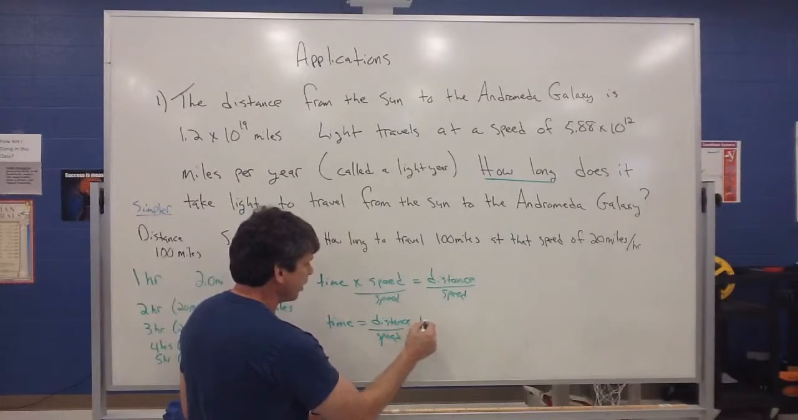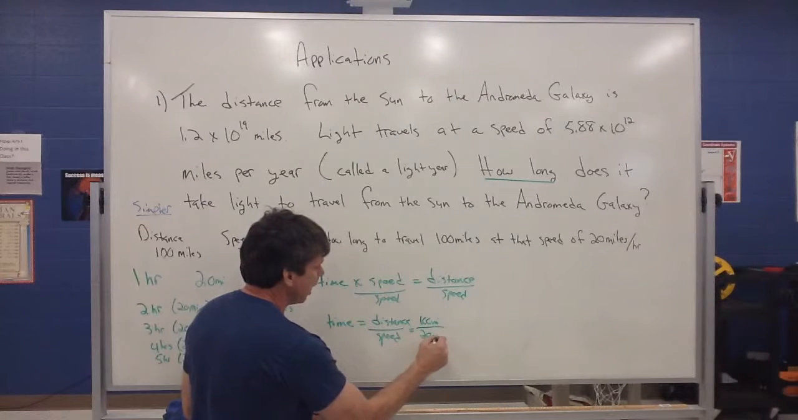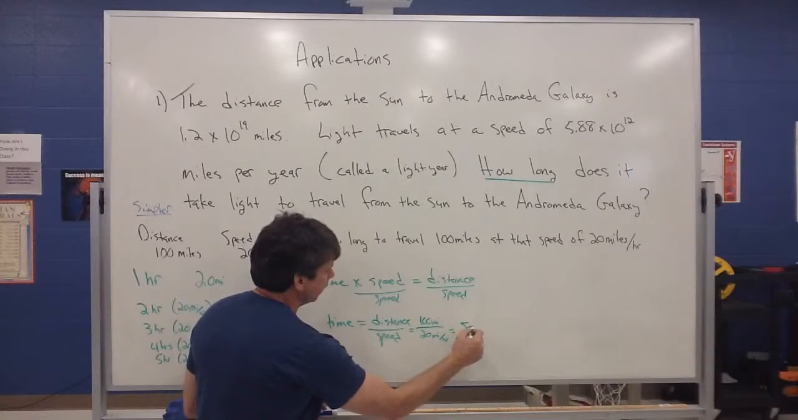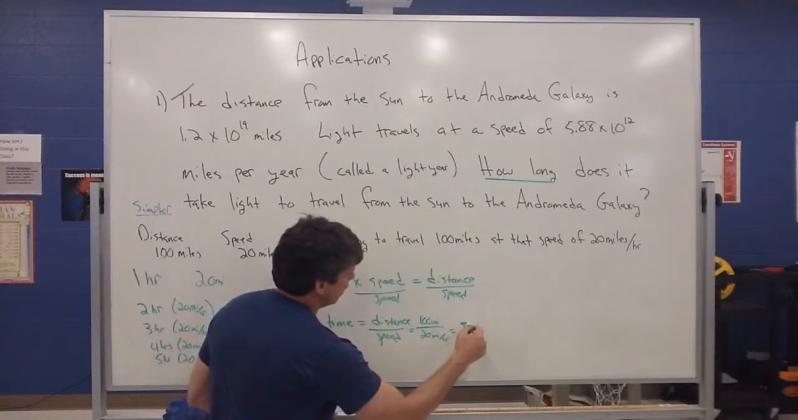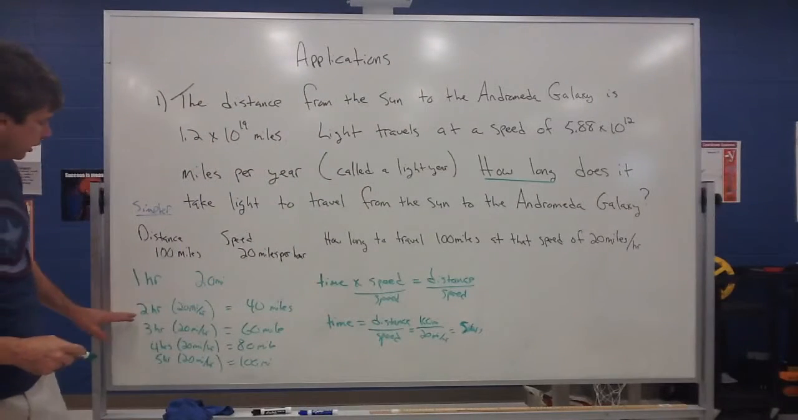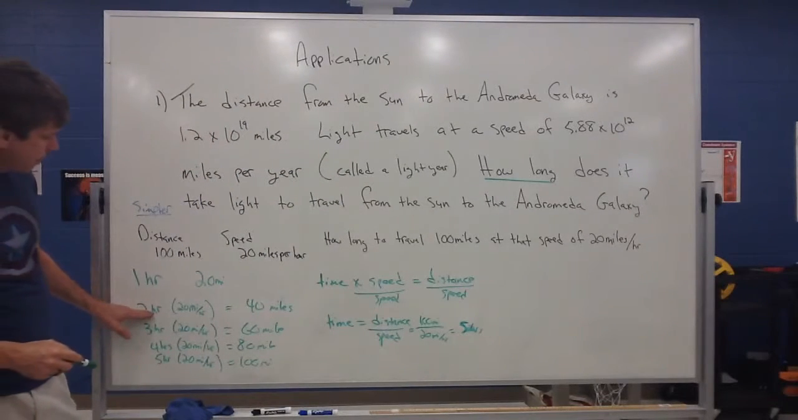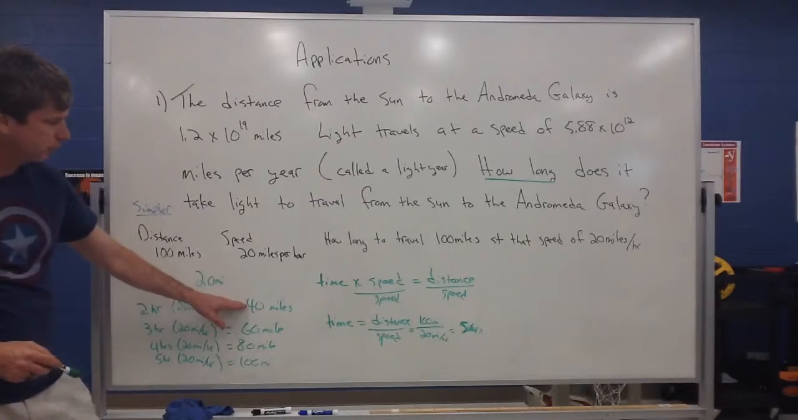So if I was traveling a distance of 100 miles and I was divided by 20 miles per hour, that is going to give me a time of 5 hours. So what I'm picking up on is, by doing a simple problem, I'm seeing that the time and the speed are multiplied to give me the distance.